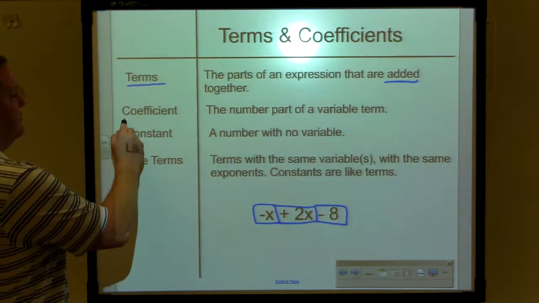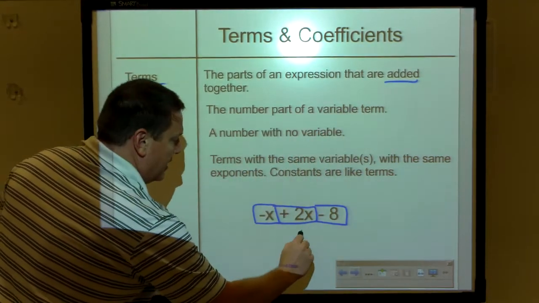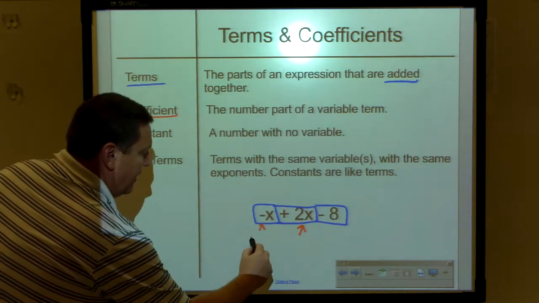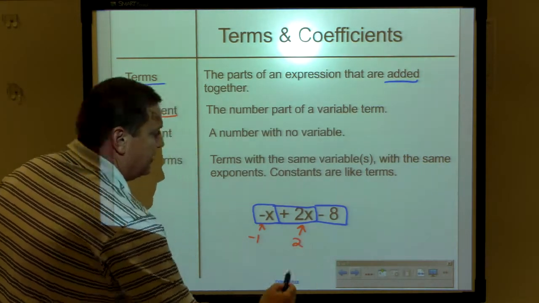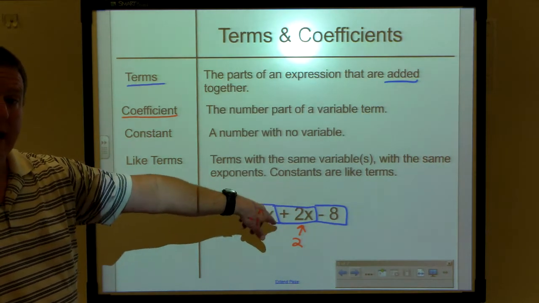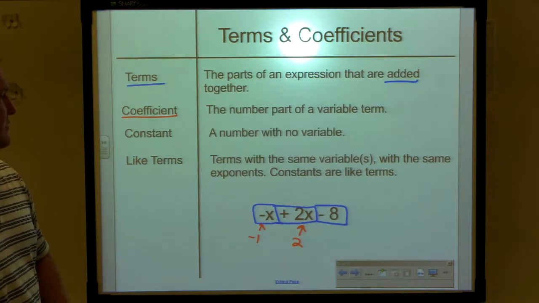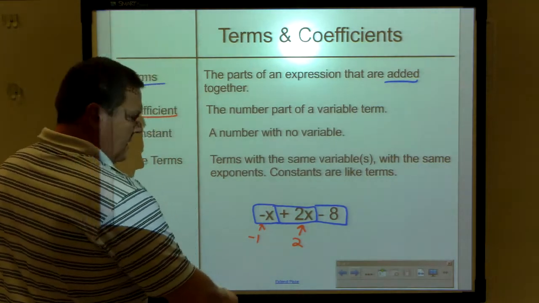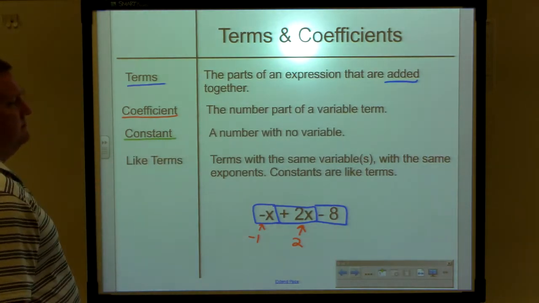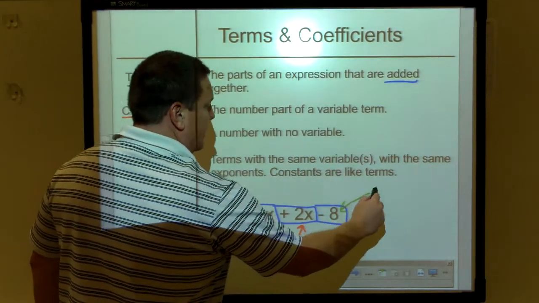Okay, the coefficients are the numbers that are out in front of the variables. So I've got 1 coefficient here and 1 coefficient here, and they are negative 1 and positive 2. This negative out in front of x is really a negative 1 times x. So the coefficients are negative 1 and positive 2. The constant value is a number that has no variable. Okay, so this right here is the constant.